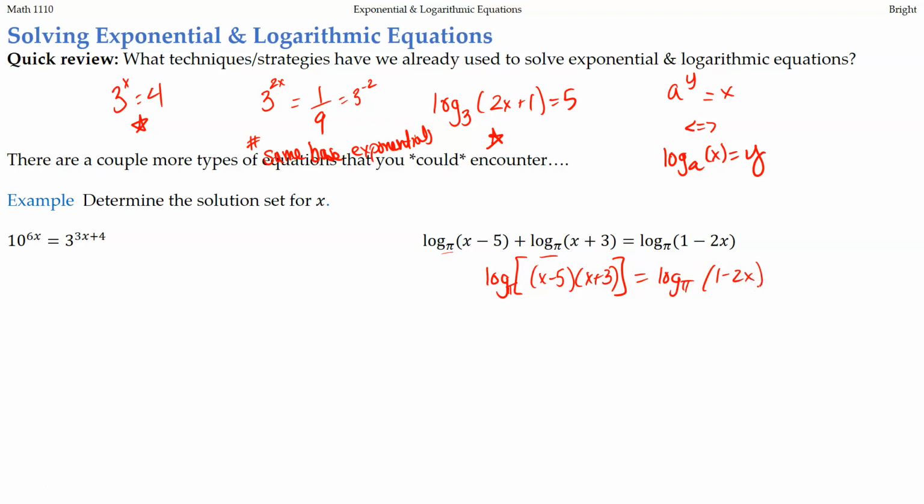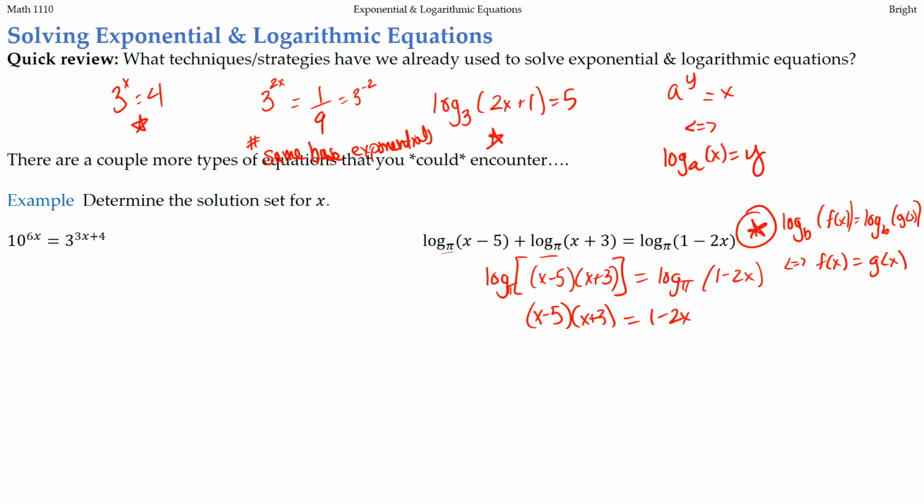Okay, and now when we have same base logarithms, just like when we had same base exponentials, we can drop them. So that is to say, we have this property here that if we have log base b of f of x is equal to log base b of g of x, then that's true if and only if f of x is equal to g of x. So if the log bases are the same, set the insides equal. Okay, so then I just end up with (x minus 5)(x plus 3) is equal to 1 minus 2x.